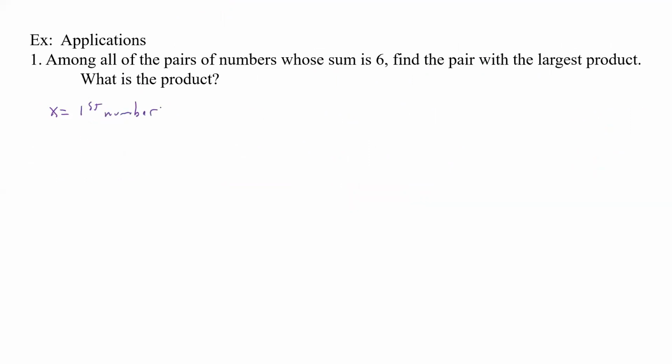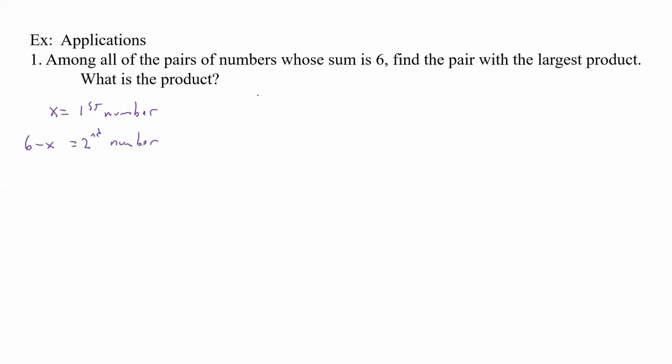So because we're going to have two numbers, we're adding them together and we get 6. So what do we know about that? Well, then 6 minus x, that's going to be our second number, because if we add this plus this, 6 minus x plus x, that gives us 6. So that works. And they want to have the largest product. Okay, well, what does that give us?